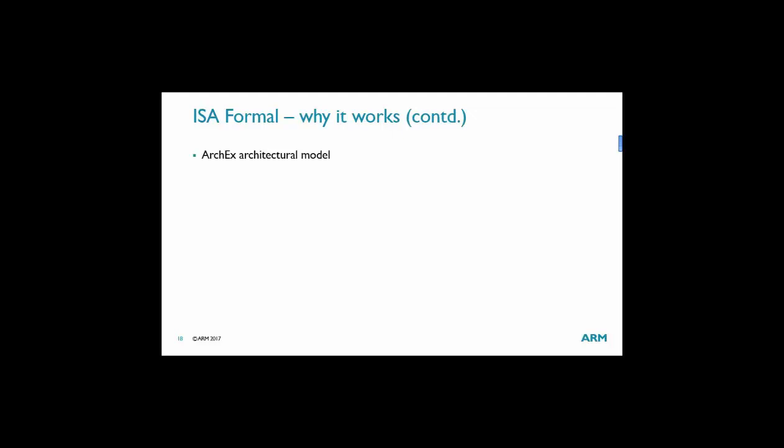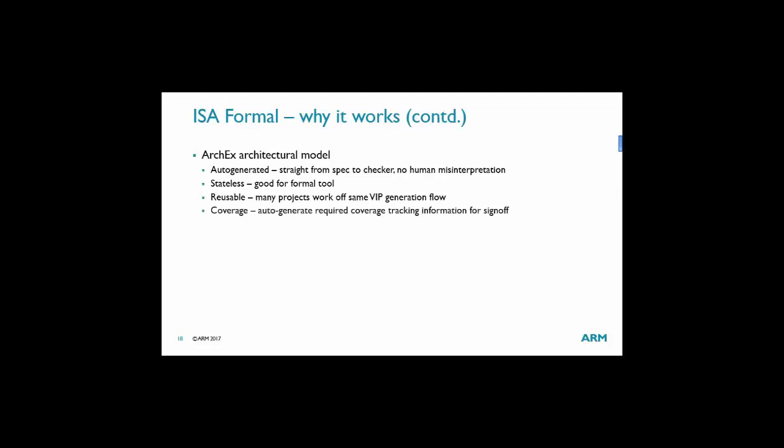Continuing, why else does it work? The architectural model is extremely valuable. For starters, it's auto-generated, so you miss out on that potential step of misreading the spec and having properties extracted from a specification which are not true, which are a misinterpretation, and then proving them against the design. It's stateless, which is really good for the formal tool. It means it scales well. It means the checks are done in one cycle. It's reusable. Very many projects within ARM, I'll illustrate how many later, use the same VIP generation. We can also generate some coverage metrics to sign off against, in terms of what instructions we've checked.